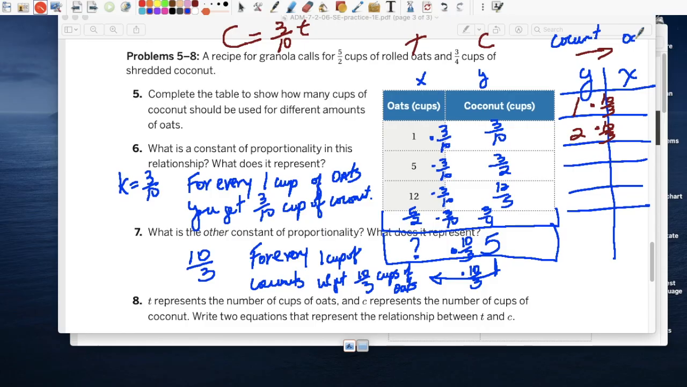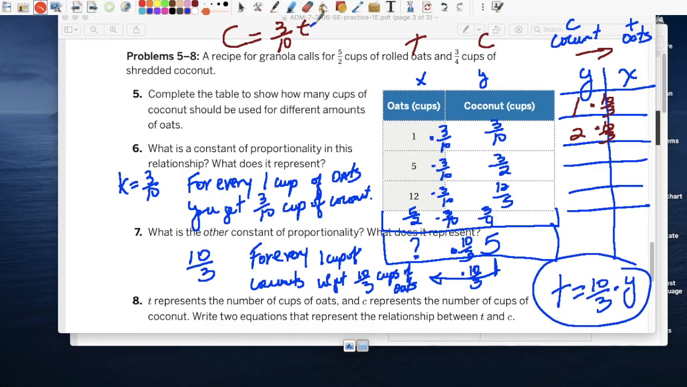In the second table, where you have the coconut and you want to find the oats, it's reversed, right? So to find the cups of oats that you need, the coconut is represented by the letter C, and the oats are represented by the letter T. So to find the number of cups of oats, T, that you need, what are we doing here? We're multiplying all the y values by 10 over 3 times y. Look at these 2 equations here and here.